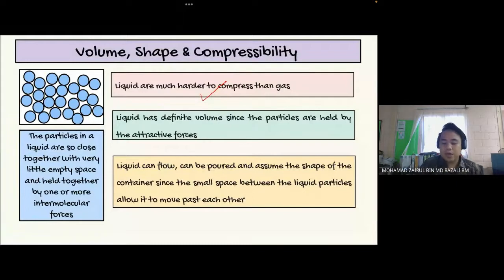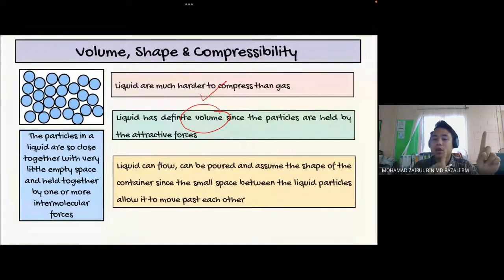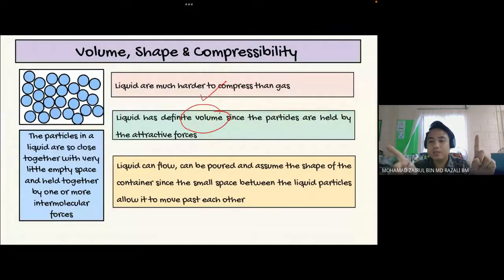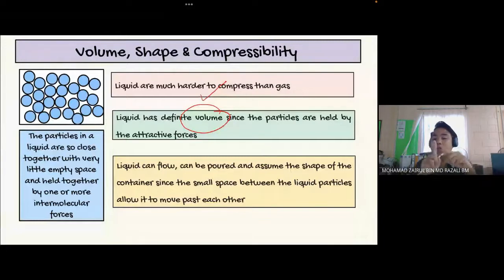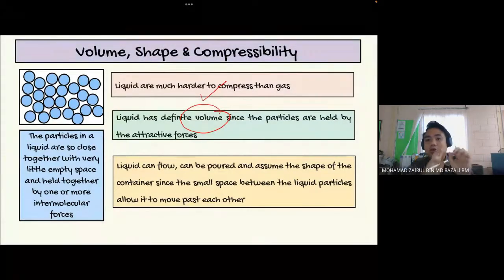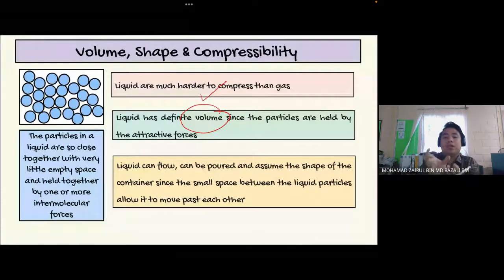Okay, and the liquid is a definite volume since the particle are held by the attractive forces. Compared to gas, the volume of the gas follow the volume of the container. Sebab apa? Sebab dalam gas, between the particle itu masih ada intermolecular forces, tapi intermolecular forces itu is very weak, sebab jarak dia jauh. Compared to liquid, jarak dia dekat, so intermolecular forces dia stronger compared to gas. Itulah liquid ni ada definite volume dan volume dia takkan berubah, sebab intermolecular force is quite significant. So they hold everything in place. Gas pula, volume tu akan follow the volume of the container lah.